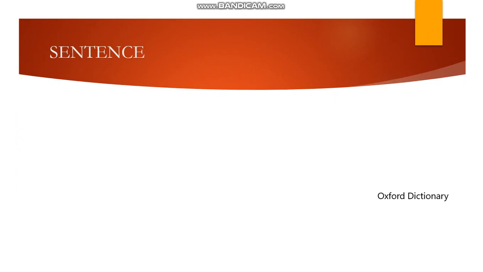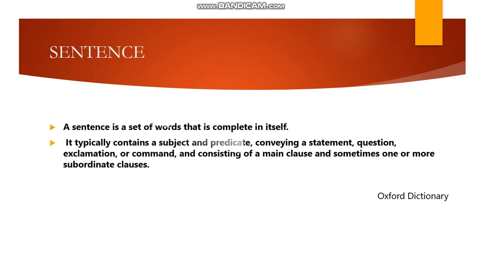What is a sentence? According to Oxford University, a sentence is a set of words that is complete in itself. It typically contains a subject and predicate, conveying a statement, question, exclamation, or command, and consisting of a main clause and sometimes one or more subordinate clauses. As you all know, a sentence is the largest unit of any language. In English, it begins with a capital letter and ends with a full stop or a question mark or an exclamation mark.